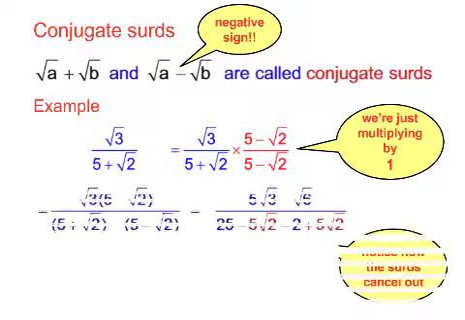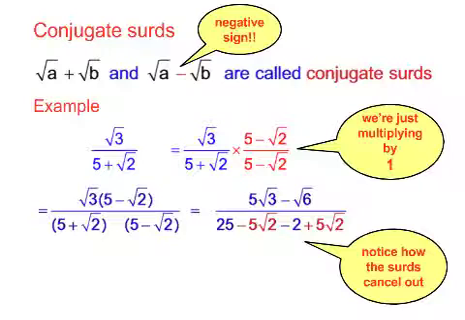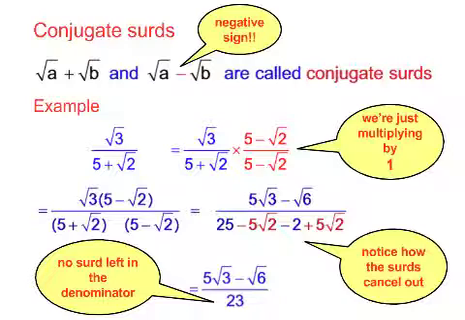Now we multiply out the problem. This gives us root 3 brackets 5 minus root 2 over 5 plus root 2 multiplied by 5 minus root 2. If we multiply out the bottom line, we'll get 4 terms. But notice in particular that when we multiply out this bottom line, there'll be the surds that will cancel out. In other words, we'll have no surd left in the denominator. So our answer is 5 root 3 minus root 6 divided by 23. Always make sure that the answer does not have a surd.